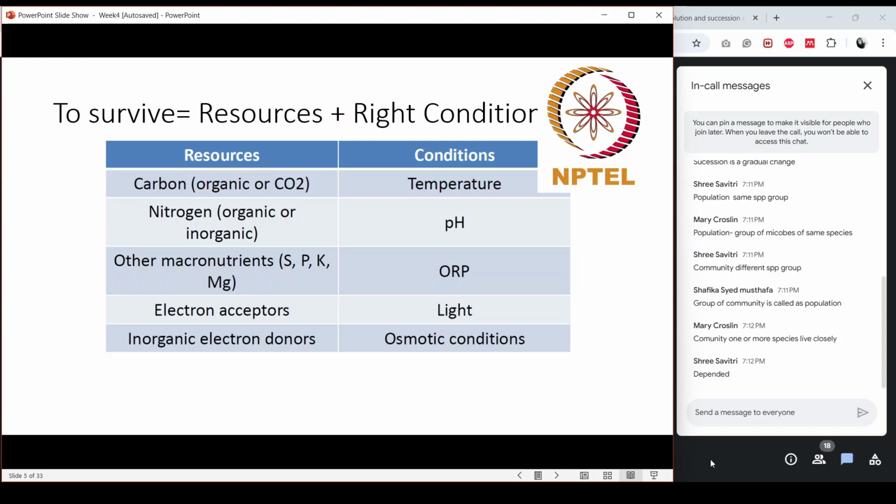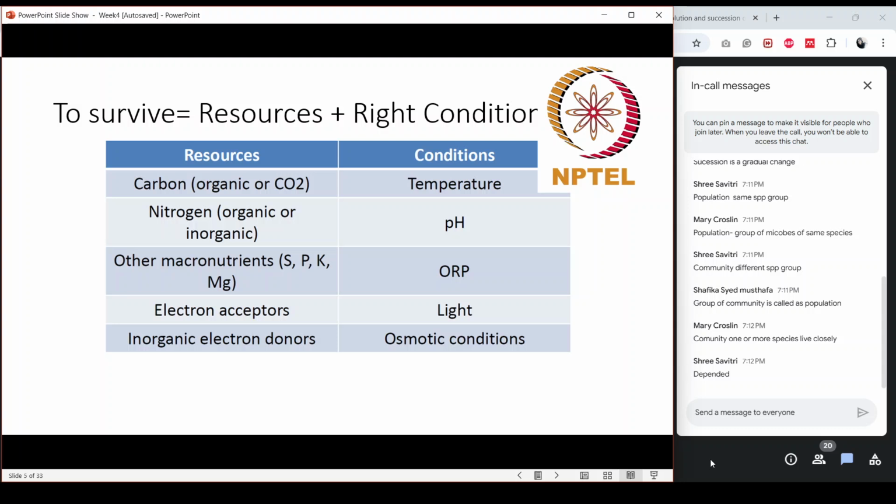So like that, for survival, two things are very important: resources and right condition. When we talk about resources, there are different types of organisms which feed on different things. Some need inorganic carbon, some organic carbon. Like for us humans, we need organic carbon. Heterotrophic bacteria need organic carbon, but the autotrophic ones or the trees need inorganic carbon in the form of carbon dioxide or other sources.